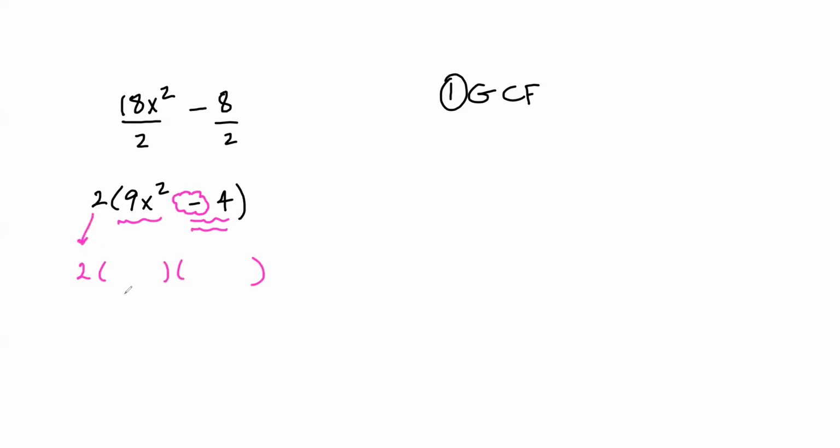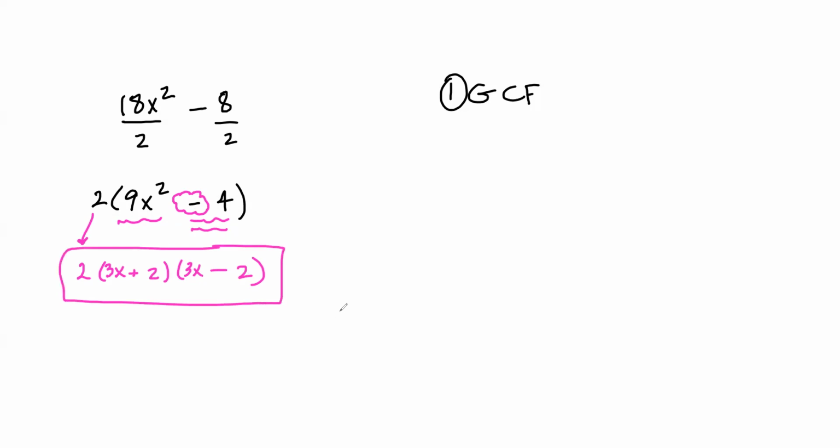of parentheses, and we'll write the square root of the first term. So the square root of 9x squared is 3x. Square root of the last term is 2. Square root of 4 is 2. And then put 1 parentheses with a plus and 1 with a minus, and we have our factored form.